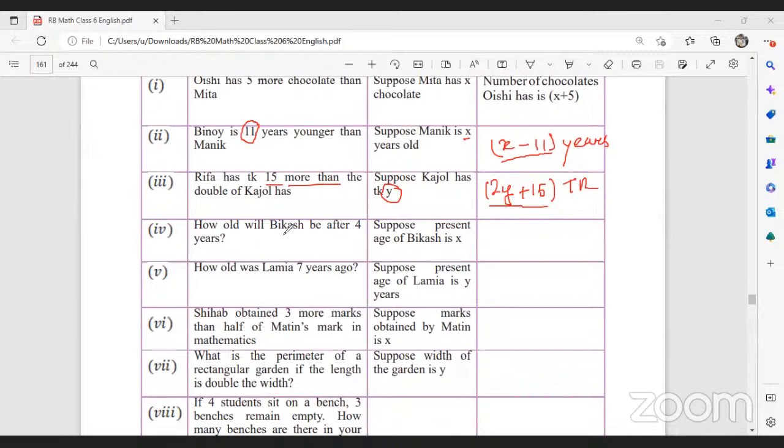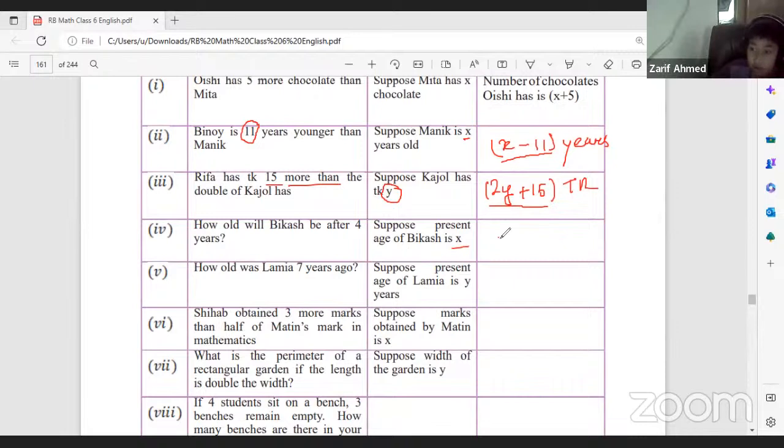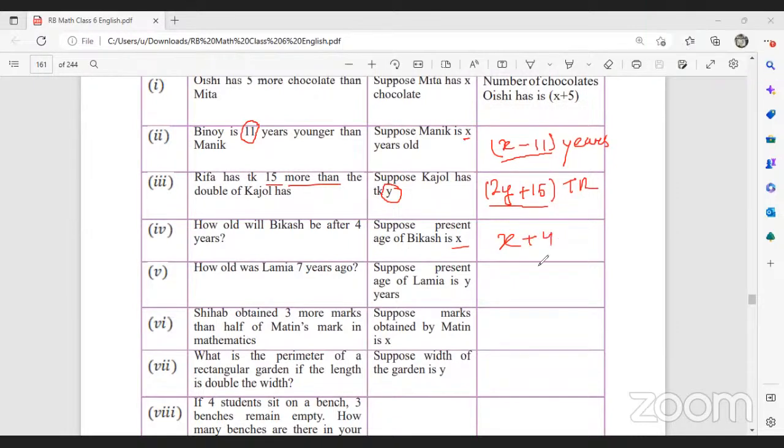How old will, because after 4 years, তার age কত হবে আসলে? যদি এখন X, X plus 4, great. How old was Lamia 7 years ago once she's Y years old? And so this is also years, right? So how old was Lamia 7 years ago? Y minus 7, right? Y minus 7 years old, right? Okay.